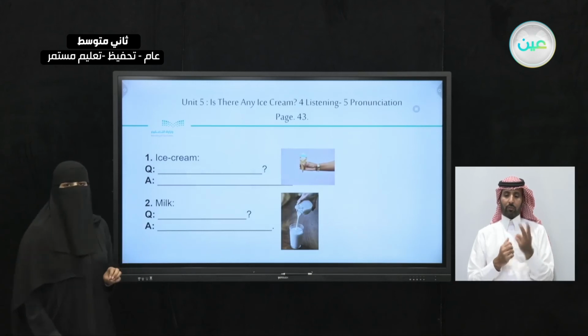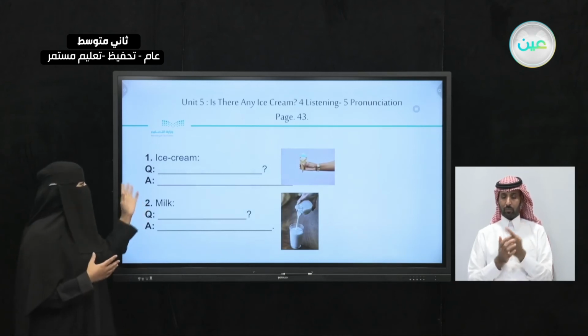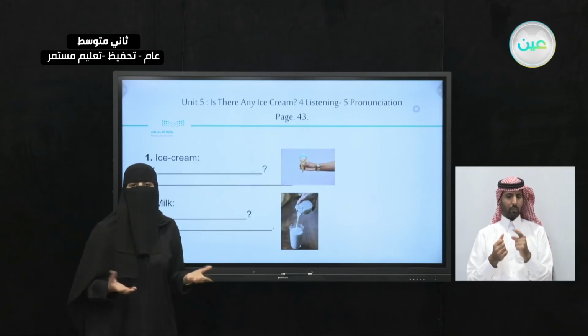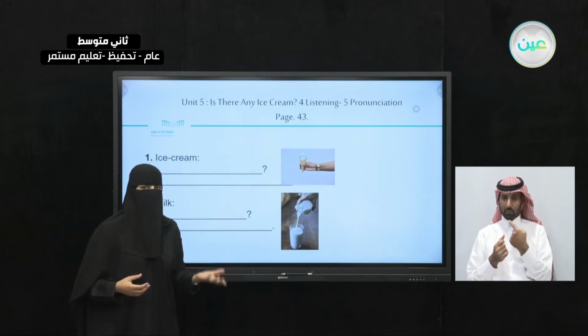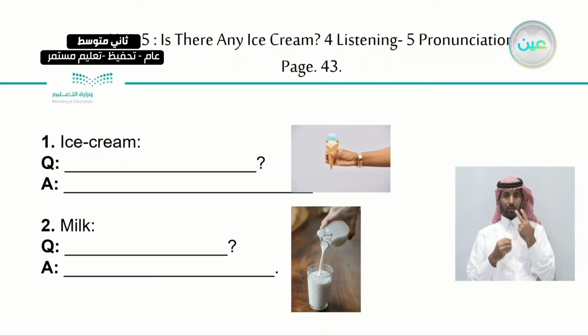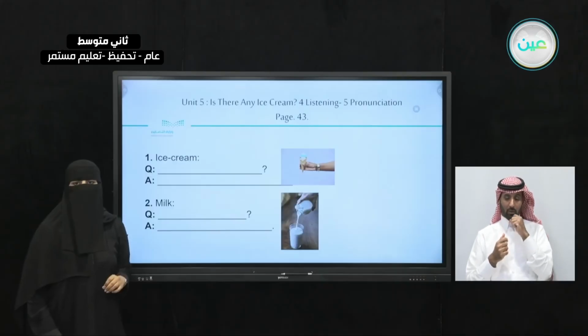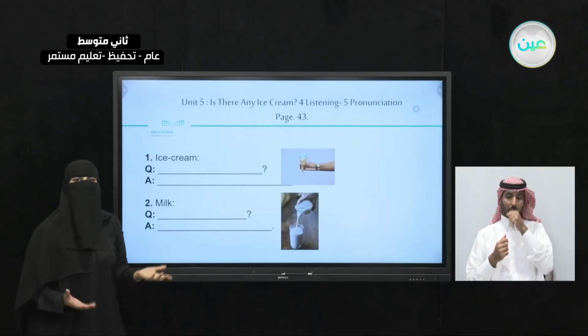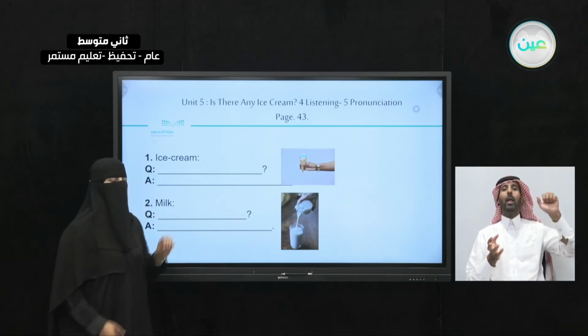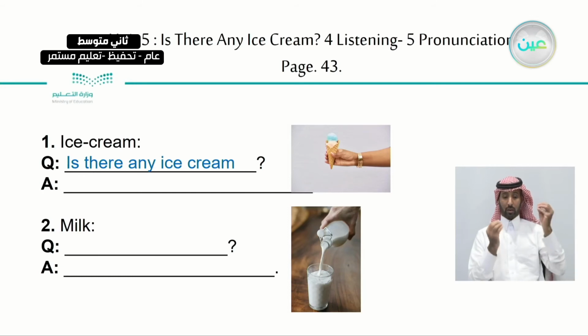Now, let's try to answer these questions, and we're going to ask and answer these questions. We want to know, when are we going to use any, and when are we going to use some? So let's take a look at the first picture here. What do you see? You can see ice cream. And what is the key word that we have here? It's ice cream. So we're going to ask a yes/no question about the ice cream. The question is going to look like this.